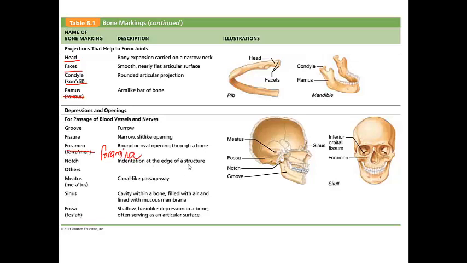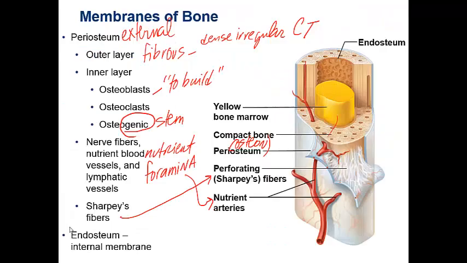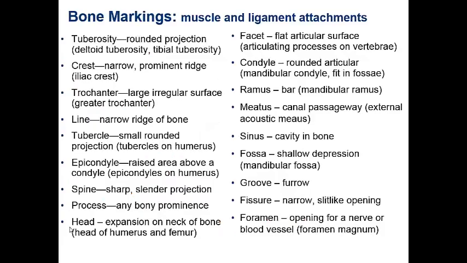But foramen are very important. They're holes in bones where a blood vessel or nerve can go through. And then you need to know the others that are listed here. Now on a previous slide, back here, you saw these listed as well. So this sort of goes along with that important table that we just looked at.